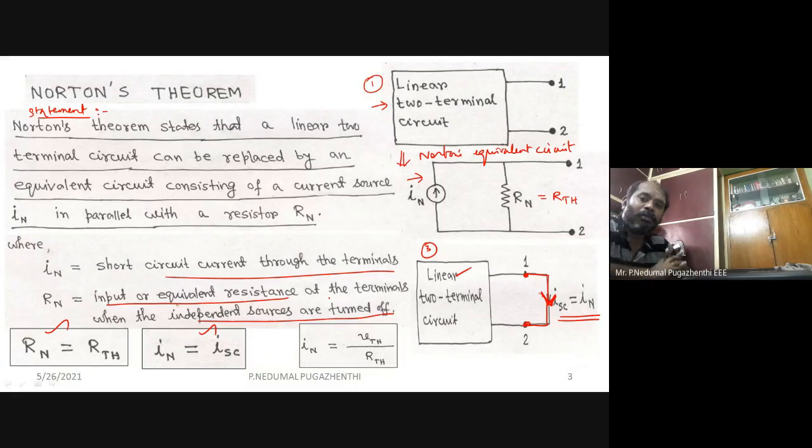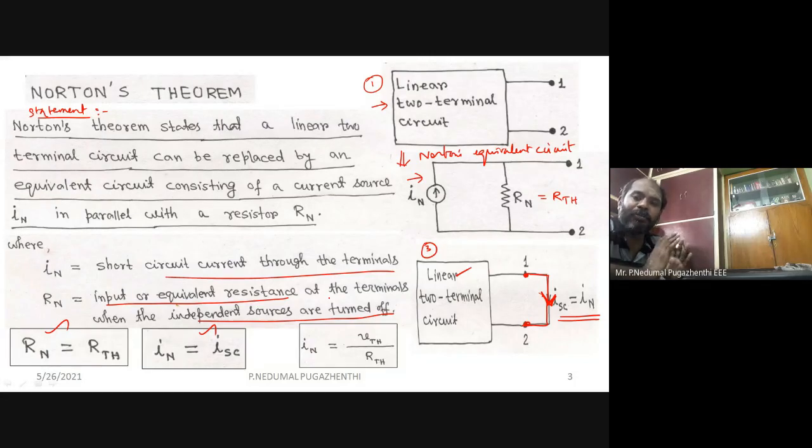So a two-terminal network can be converted into its equivalent. What does Norton's statement say the equivalent is? It will have a current source in parallel with a resistor. If it is Thevenin, then you say a voltage source in series with a resistor. For Norton, it is a current source in parallel with the resistor. The resistor calculation is similar to Thevenin's, so R Norton is equal to R Thevenin. What we will do is remove the independent sources.